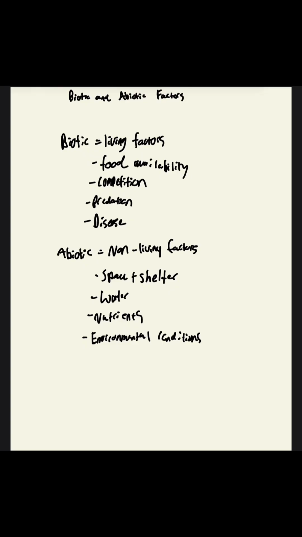To summarize, the distribution and abundance of species is shaped by biotic factors, so food availability, competition, predation, and disease, and abiotic factors: space, shelter, water, nutrients, and environmental conditions such as temperature and pH. These factors interact, meaning a change in one can cascade through the system. Species are only found where both their biotic and abiotic requirements are met simultaneously.